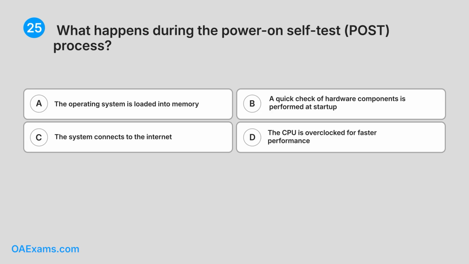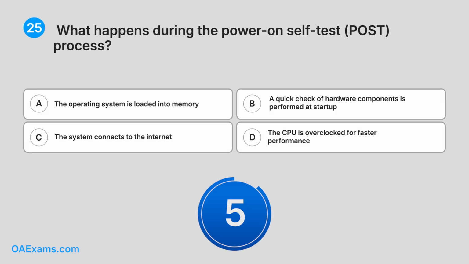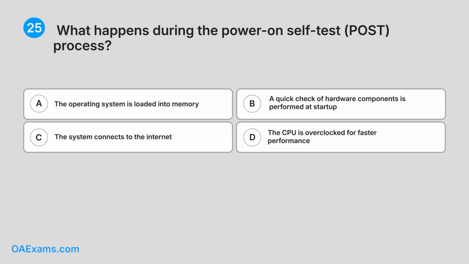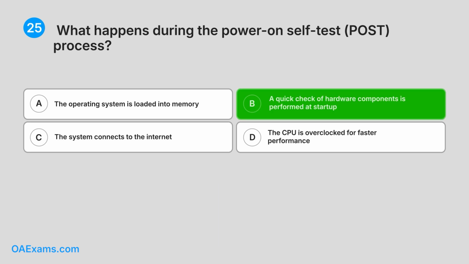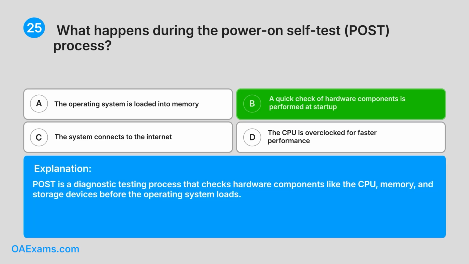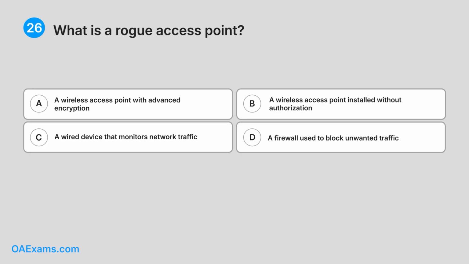C. The system connects to the internet. D. The CPU is overclocked for faster performance. What do you think is the answer? Correct answer. B. A quick check of hardware components is performed at startup. Explanation. POST is a diagnostic testing process that checks hardware components like the CPU, memory, and storage devices before the operating system loads. 26. What is a rogue access point?